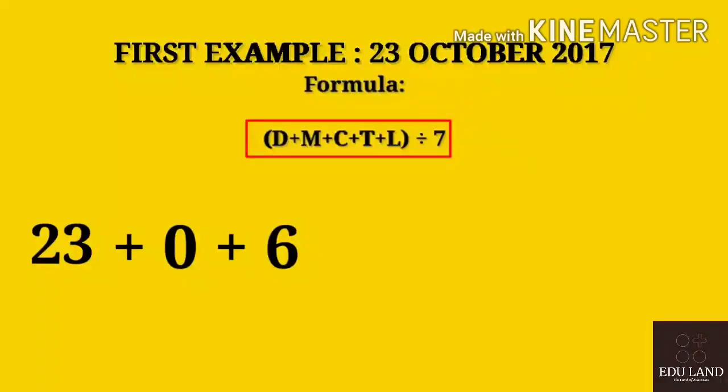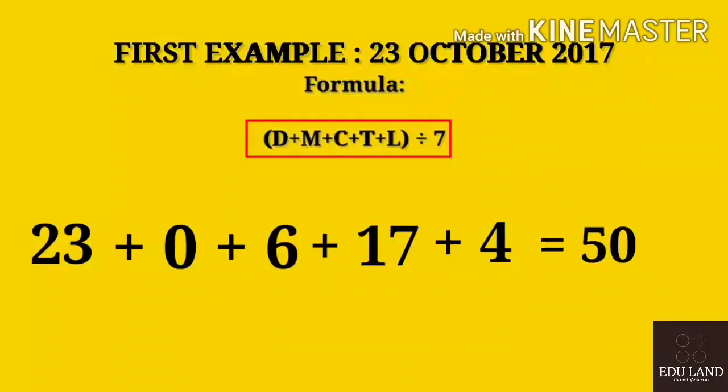Now we will put the value 17 because the last two digits of the year 2017 is 17. Now we will put 4 because the leap years completed before 23 October 2017 are 4, and they are 2004, 2008, 2012, 2016. We will not add any leap year like 1600, 1700, 1800, 1900 or 2000, etc. Now we will sum them up, so it will be 23 plus 0 plus 6 plus 17 plus 4, which is equal to 50.